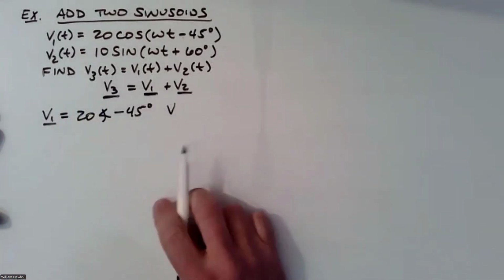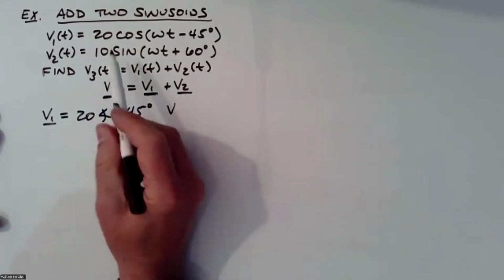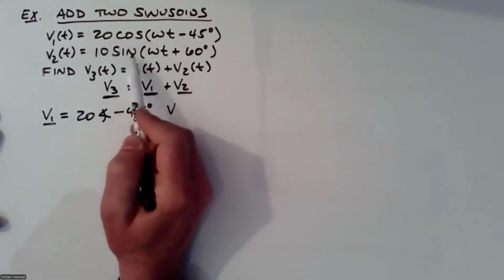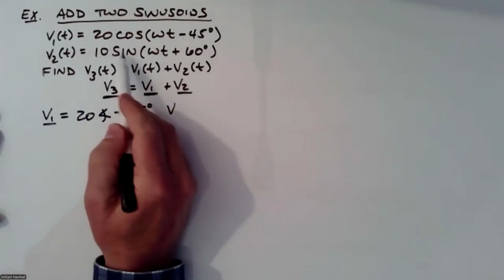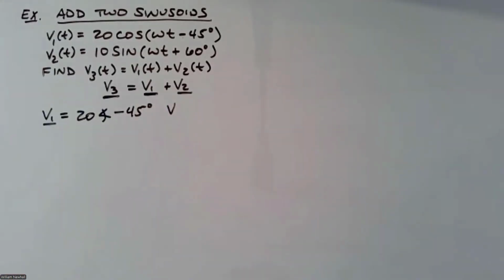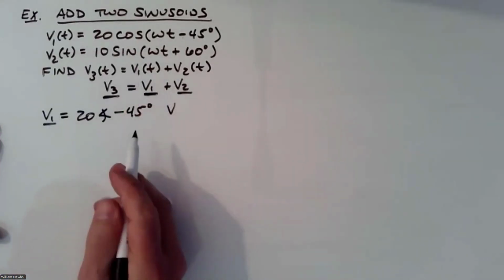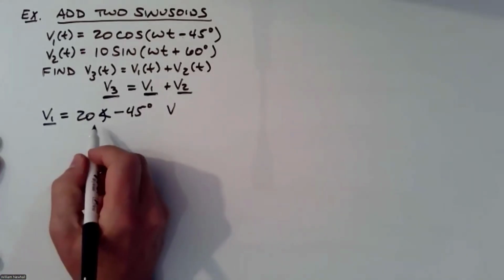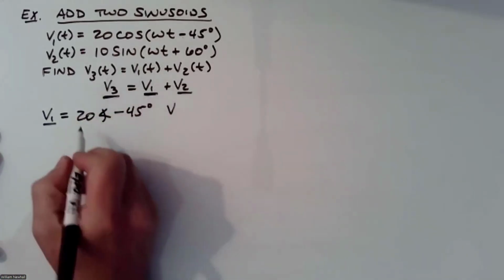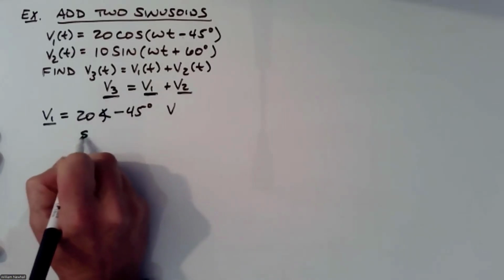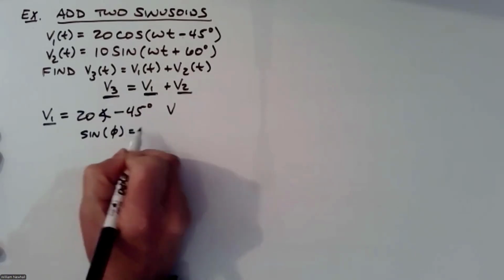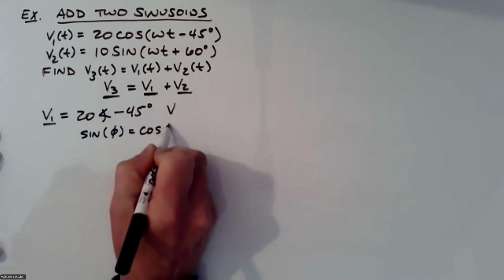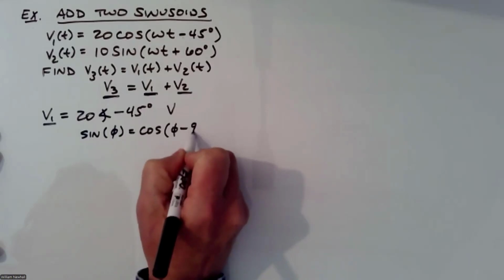Okay, let's convert V2. V2 is kind of funny because we didn't use a sine, we used a cosine, right? So we need a cosine here. We can't use a sine because we didn't derive phasors using sines. We derived phasors using cosines. So how do I convert sine to a cosine? Well, sine phi is equal to cosine of phi minus 90 degrees.